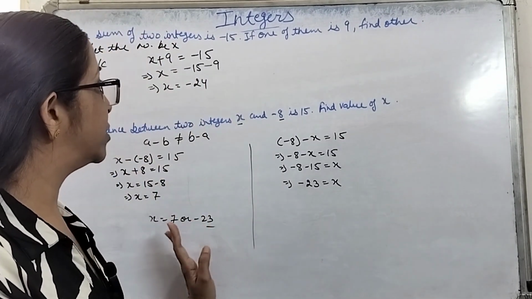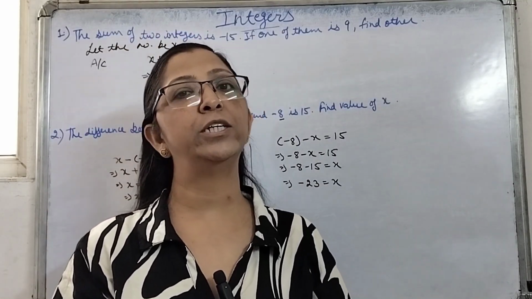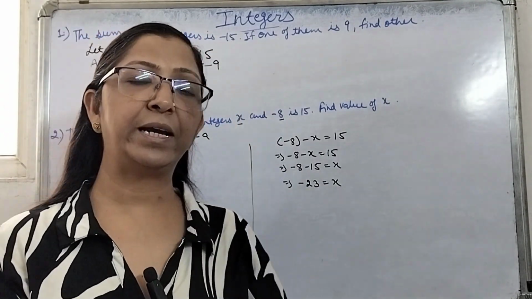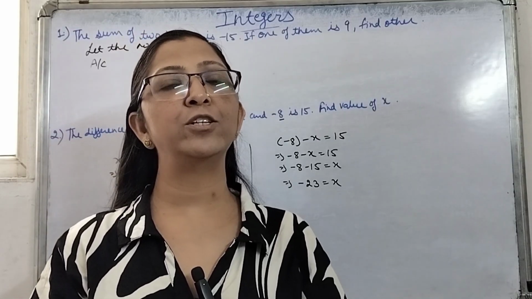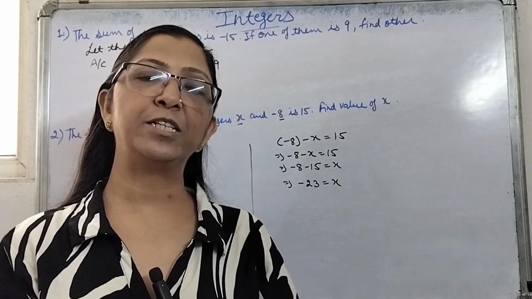So this is all from this chapter, integers. Hope it is clear to you that if any two integers or more than two integers are given to us, how we can multiply them, how we can divide them. If any expression is given to us, how we can solve it, how we can remove the brackets, all that must be clear to you.